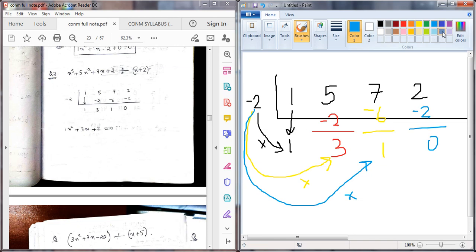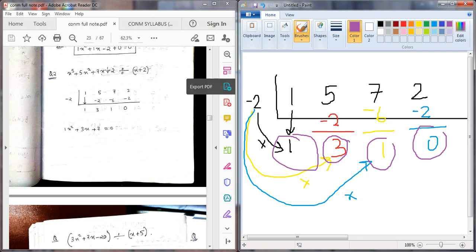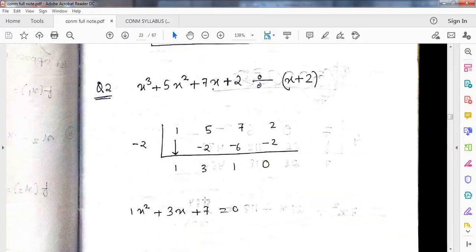So what are the values that I will be using? I will be using this, this, and this. Originally it was x cube, so now since it is divided by x, it will be x square only. So 1x square plus 3x plus 1 is equal to 0. Please see that over here I have written 7. It's not 7, it's 1. So kindly rectify this. This is wrong. This will be 1.